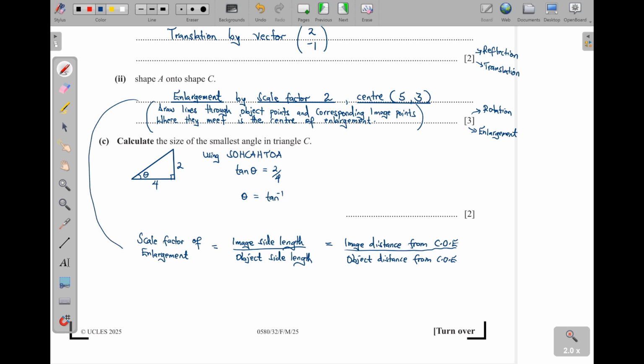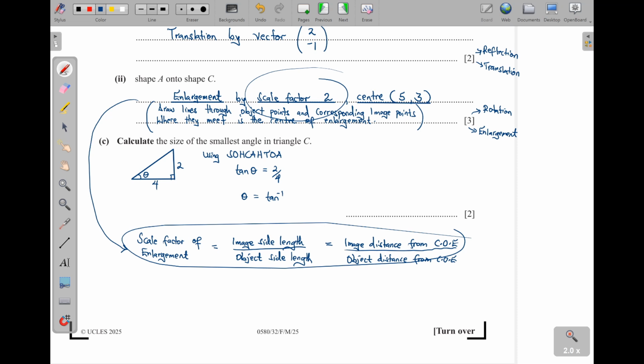By the way, this one belongs to this. But you're not supposed to write this one. Anyway, I was just explaining how you get the scale factor. Okay.